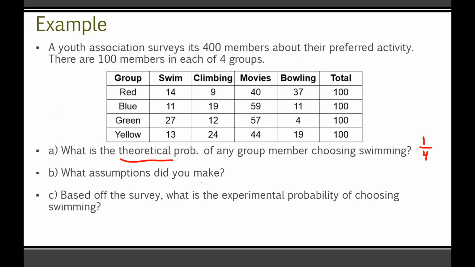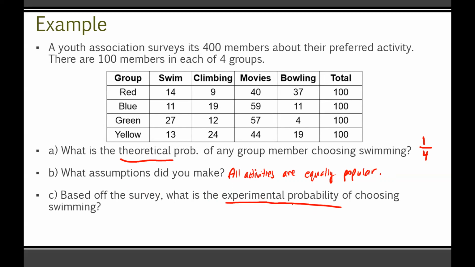What assumptions did you make? Well, the assumptions we make are that all activities are equally popular, right? We don't really have anything else to go by when we make a theoretical probability. We have to make the assumption that all activities are equally popular here to say that the chance of someone choosing swimming is 1 out of 4. Now, based off the survey, what is the experimental probability of choosing swimming?